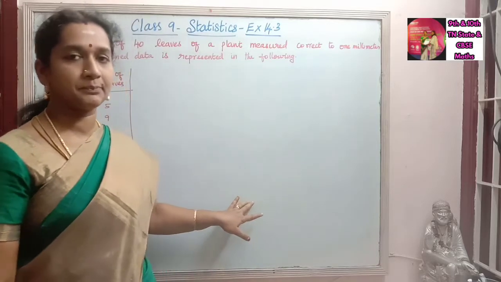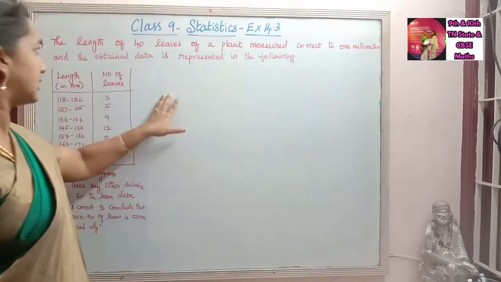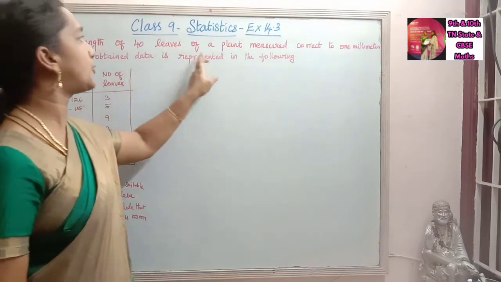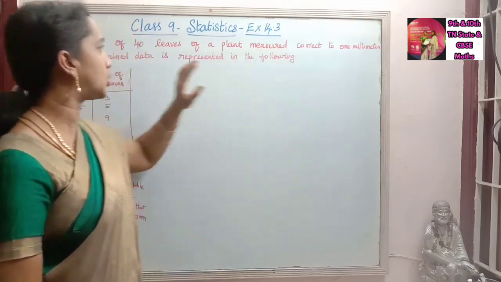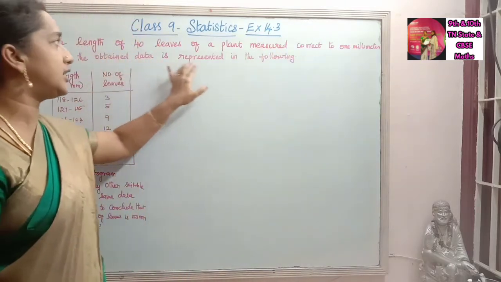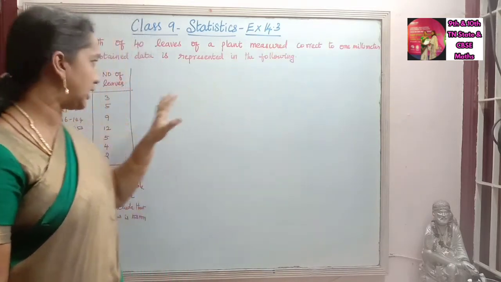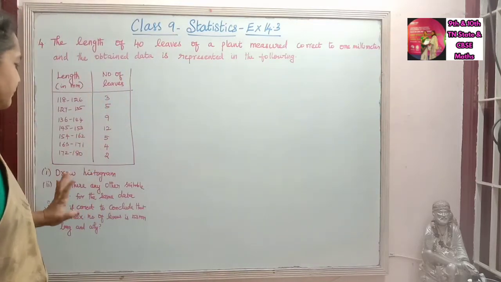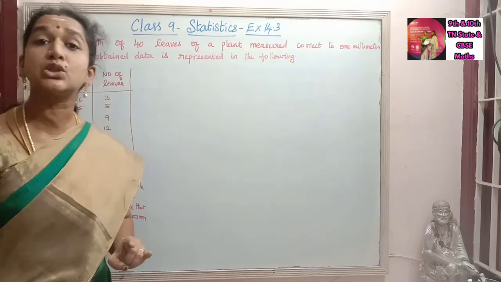Now the fourth sum. In this question, the length of 40 leaves of a plant is measured correct to 1 millimeter, and the obtained data is represented in the following. So this is the data given. We are asked to draw a histogram.